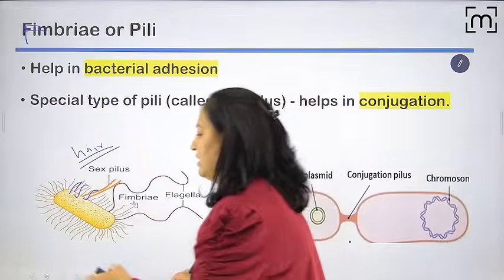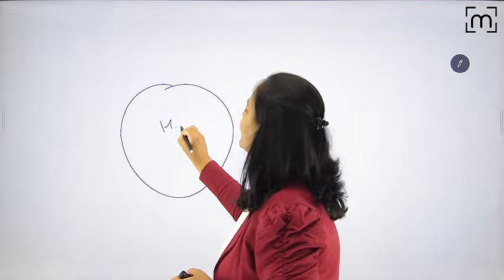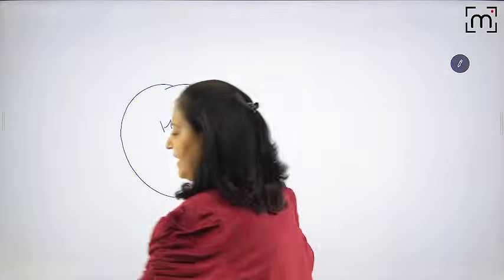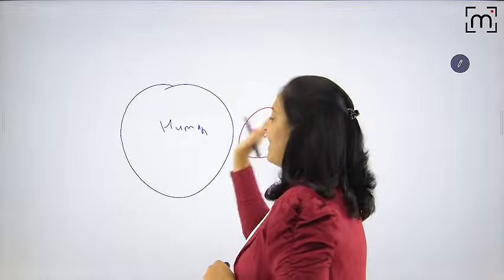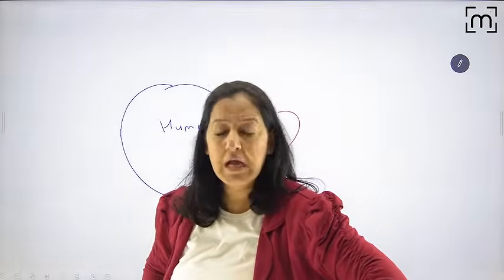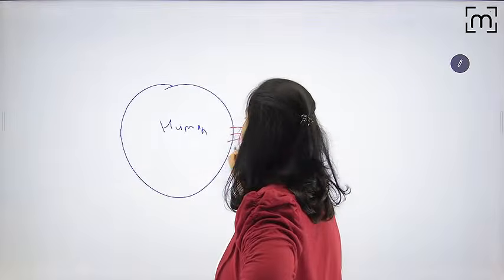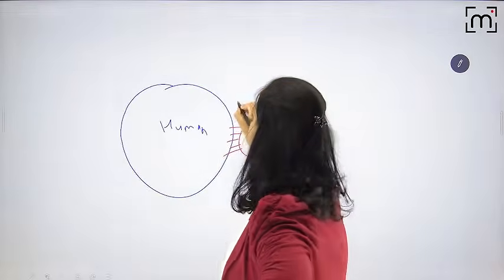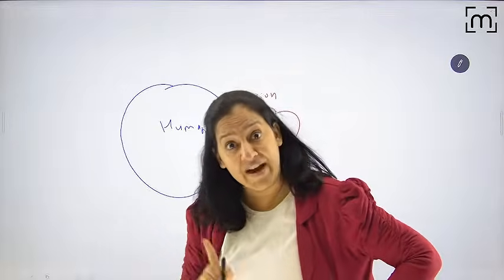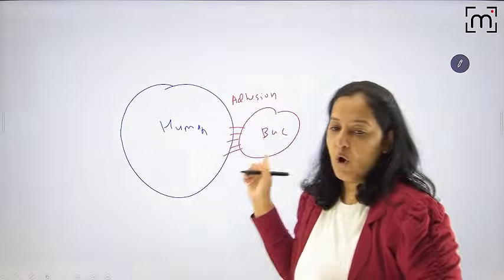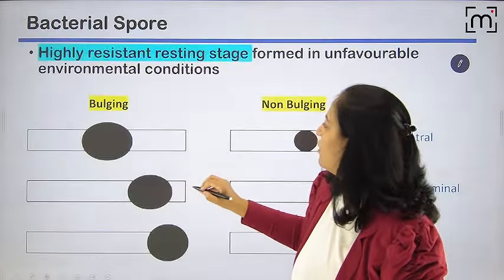Fimbriae is for adhesion. What do you mean by adhesion? This is a host cell, a human cell. This is bacteria. How does bacteria attach to the human cell? Have you ever thought? How? With the help of fimbriae. Fimbriae is the organ of adhesion, not locomotion. Fimbriae is an organ of adhesion or conjugation.